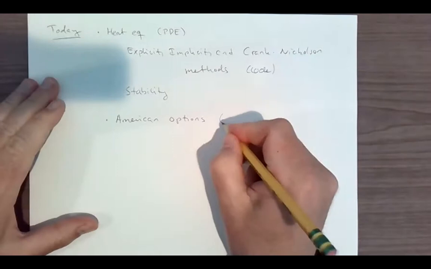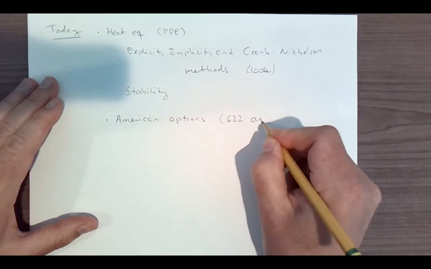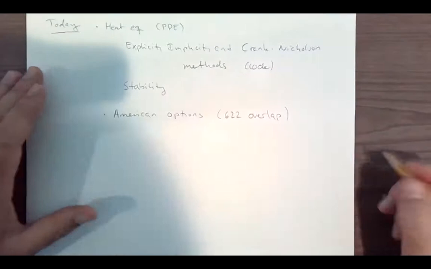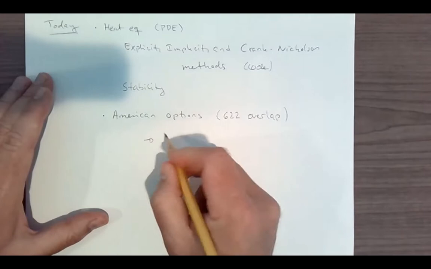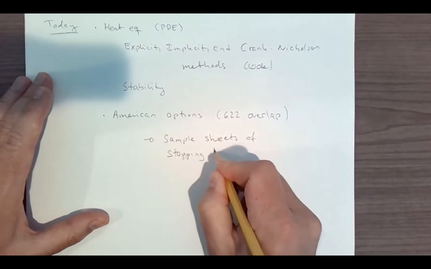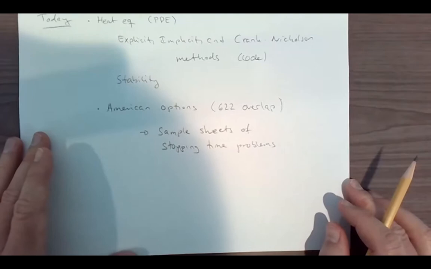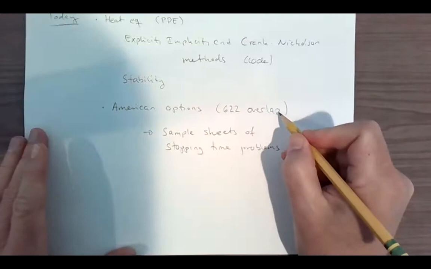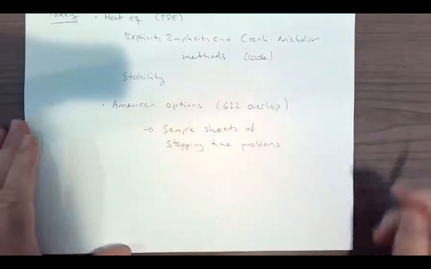I talked to Professor Pham yesterday, and there'll be some overlap with the 6222 class. But I know that some of you have not seen too much American option theory. What we're going to do today is look at these sample sheets of stopping time problems. They don't have much to do with American options. It's just to get some practice on how to manipulate stopping times. I sent those sample sheets to Professor Pham as well, and the last homework, number 6, which is about American options, so at least he can see what we're doing in this class as well.